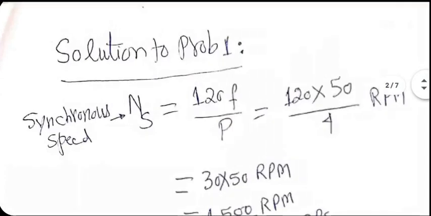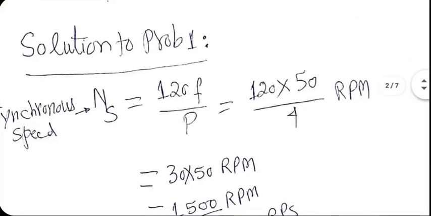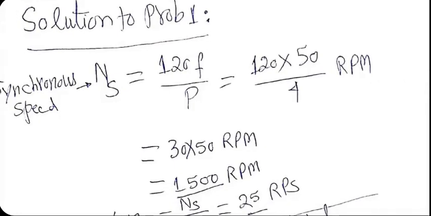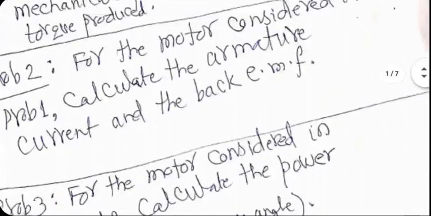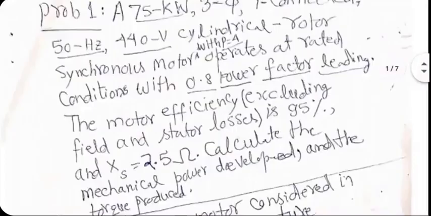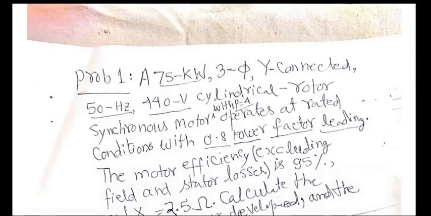First thing to do is calculate synchronous speed, which is quite easy, 120 F by P. We are given F as 50 hertz, P as 4. So the motor is operating at 1500 RPM. That is why you are not using salient poles. You are using cylindrical poles, cylindrical rotor, which has electromagnetically simulated poles on it. Because at such a speed, salient poles will start coming off.